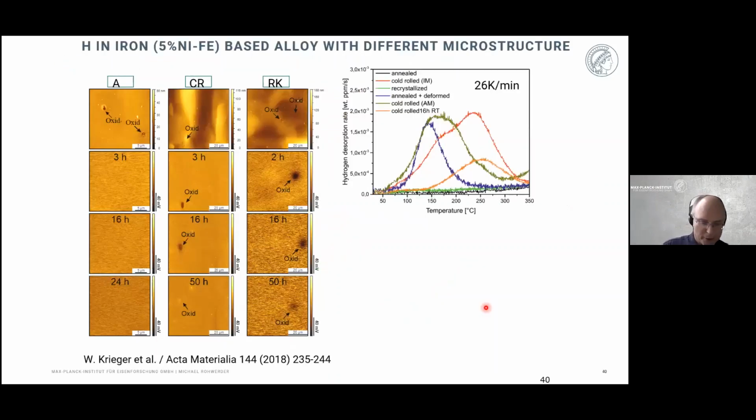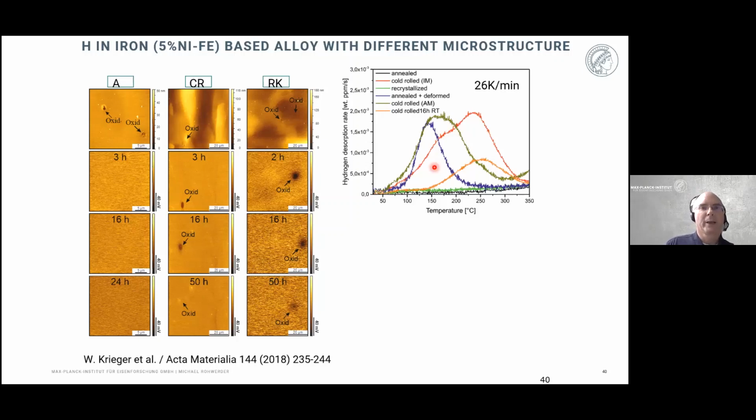Another application of that is shown here. We have an iron alloy containing 5% nickel, and we want to study hydrogen in this material. I will not go into detail here, but we do TDA, for example, and we get different peaks and want to understand where the hydrogen comes from. We knew from the characterizations that this material contains some impurities, some manganese oxide impurities. And one question was, does some of the hydrogen we see in the TDA come from these oxides?